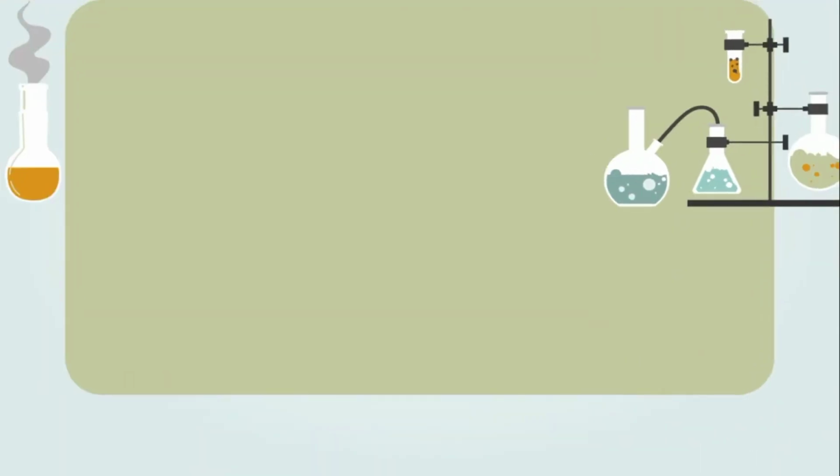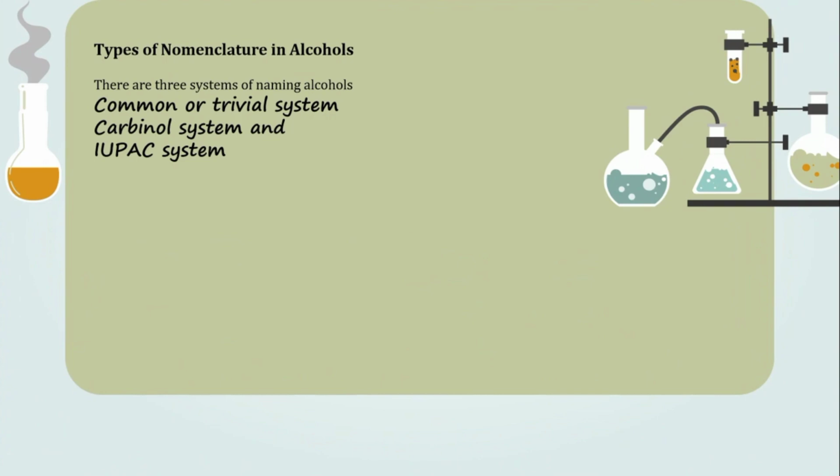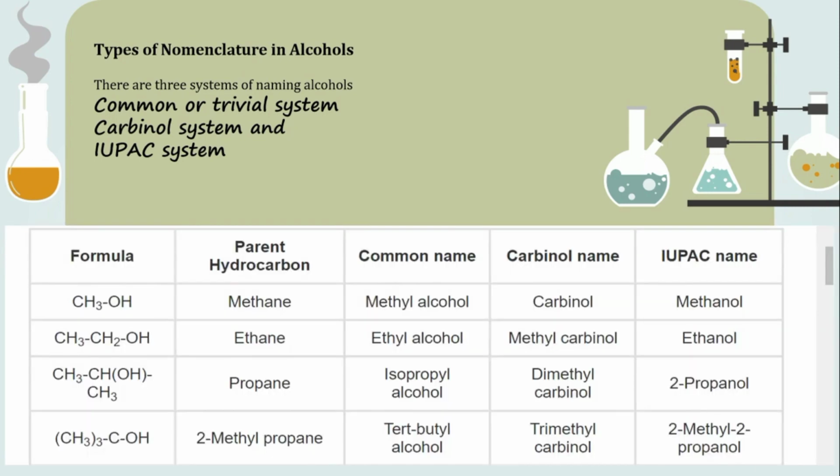Since we are done with the rules on how to name alcohols in their IUPAC names, let's proceed to the types of nomenclature in alcohols. There are three systems of naming alcohols. First is the common or trivial system, second is the carbinol system, and third is the IUPAC system. As we can see here, we have methane, ethane, propane, and 2-methylpropane. This is what we call the parent hydrocarbon.